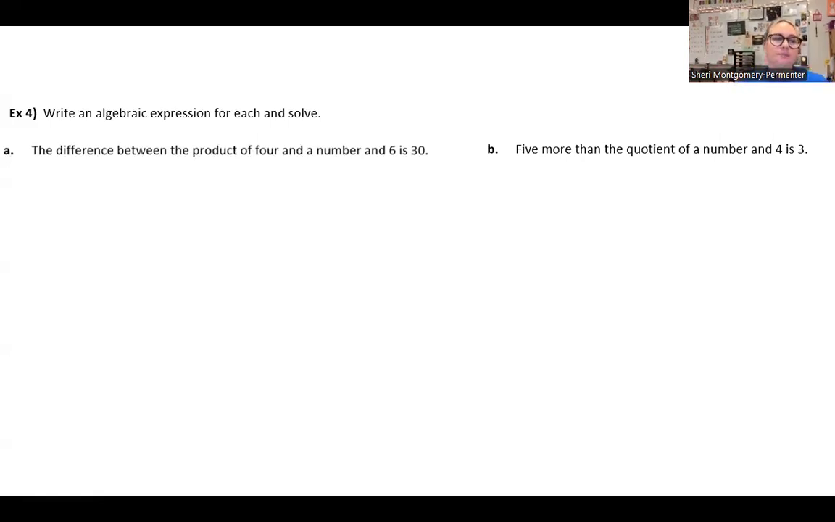So the first one: the difference between the product of 4 and a number and 6 is 30. Shake your head yes if you think that sounds a little confusing. Little bit. Okay, well, let's pick out the parts that we know. So we know that difference is what operation? Add, subtract, multiply, or divide? The difference between 2 things. What operation would we use?